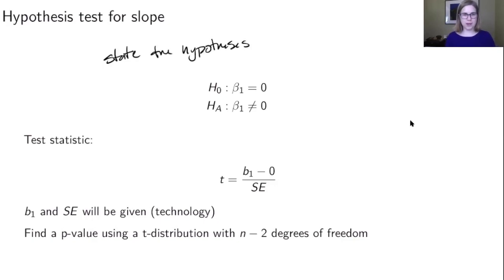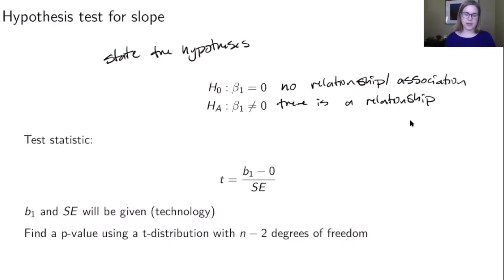And when we're doing a hypothesis test for slope, our null hypothesis is almost always that beta 1 is equal to 0, and our alternative hypothesis is almost always that beta 1 is not equal to 0. And so this null hypothesis would mean there's no relationship or association between the explanatory and the response, and the alternative would be that there is a relationship.